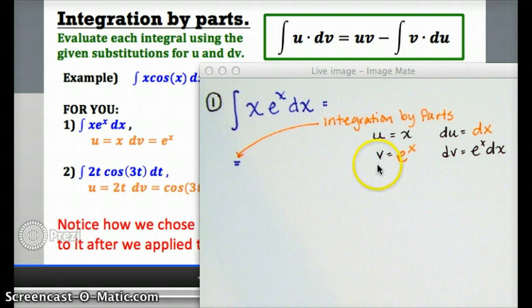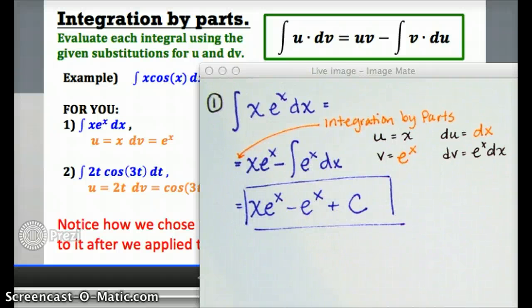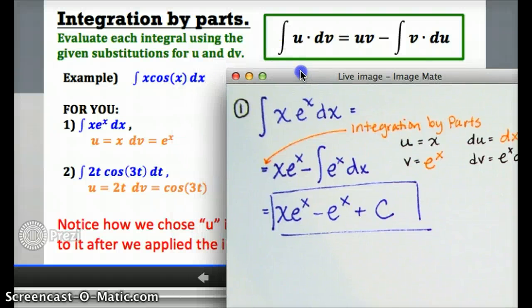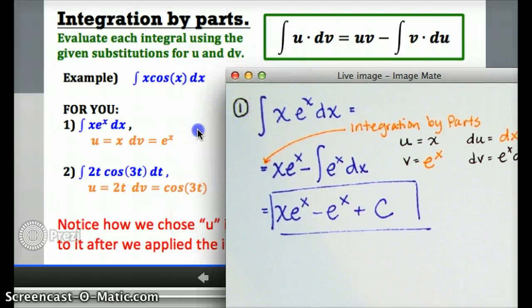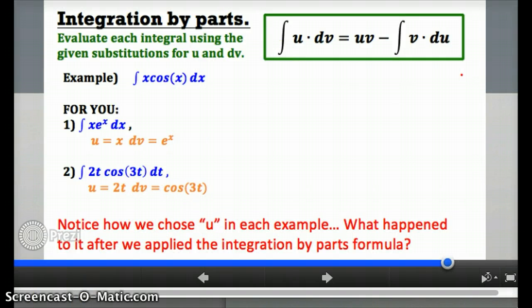Perfect, so now that you know what v and du are, go ahead and use these 4 places to use the integration by parts formula and evaluate and solve to get a final answer. The work looks just something like this. Go ahead and start number 2. What are v and du?